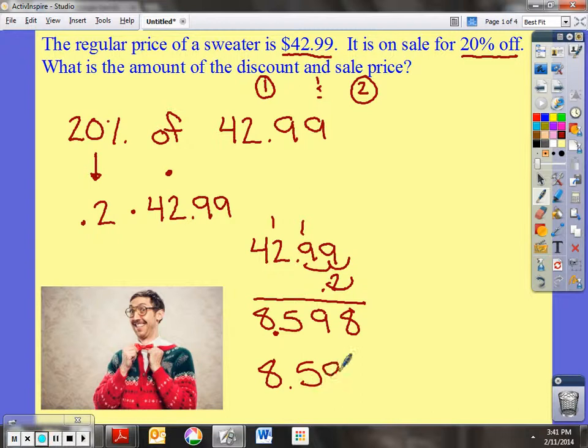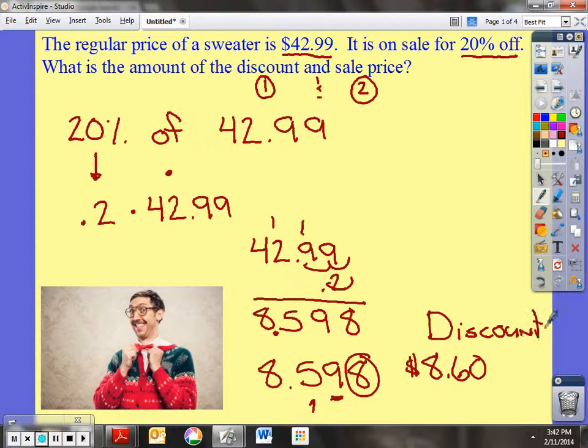$8.598 thousandths. Now I may round this up, round to the nearest hundredth. That 8 rounds the 9 up. If I round the 9 up, that turns this into a 6. So I'm getting $8.60 off. So that is my discount. So there's the one thing I find. There's the discount.